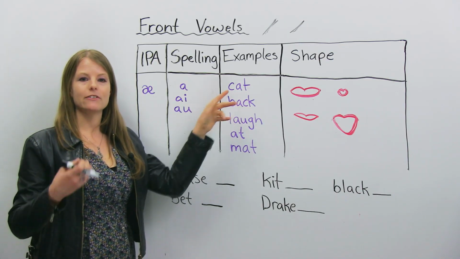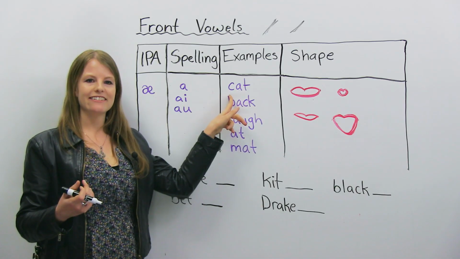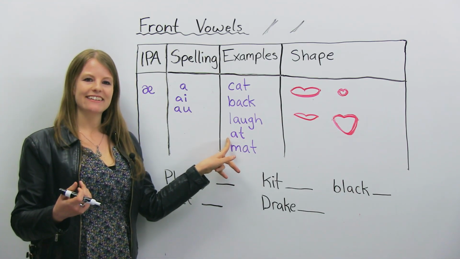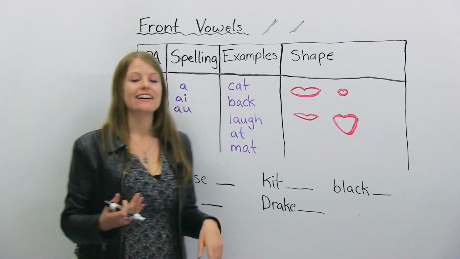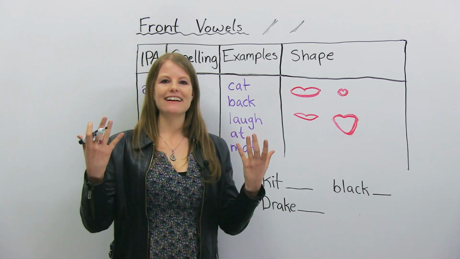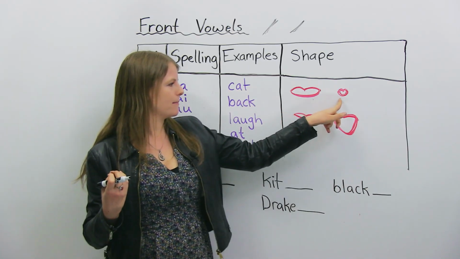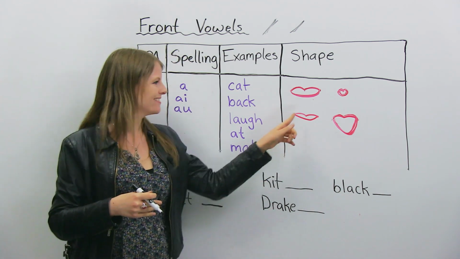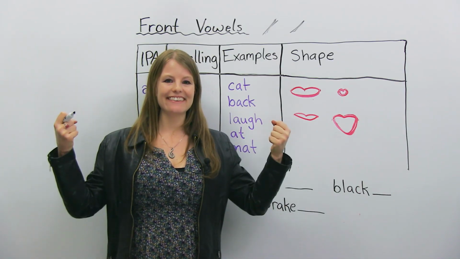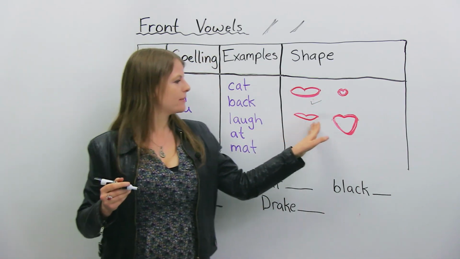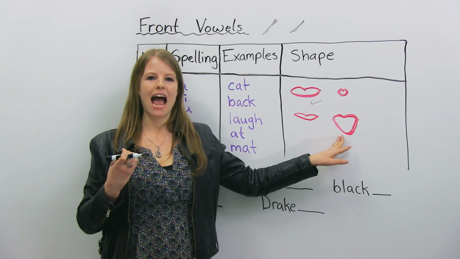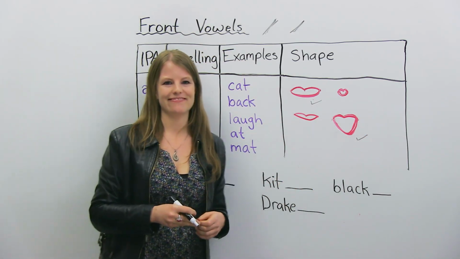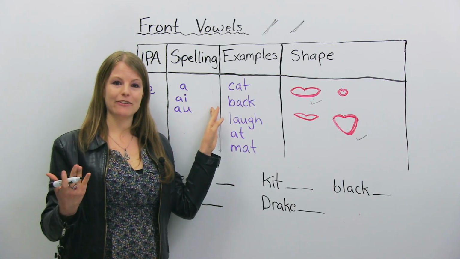Okay, so let's look at some examples of words that have this sound in it. Cat, back, laugh, at, mat. This is actually one of my favorite sounds because your mouth is huge for this. If our mouth is very small or very spread, it's more like this, right? Your mouth is very tense and big. At the same time, our mouth is also very open. This sound is the biggest sound. All right. So now I want you to practice this sound with me.